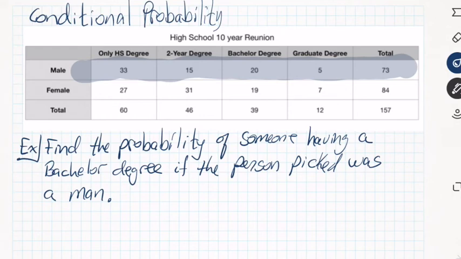Now this can happen if you randomly pick someone from the room and they turned out to be male, then you have a secondary question of, do they have a bachelor's degree? So this is considered a conditional probability. There's something first, and then you're looking for a probability based on that something.